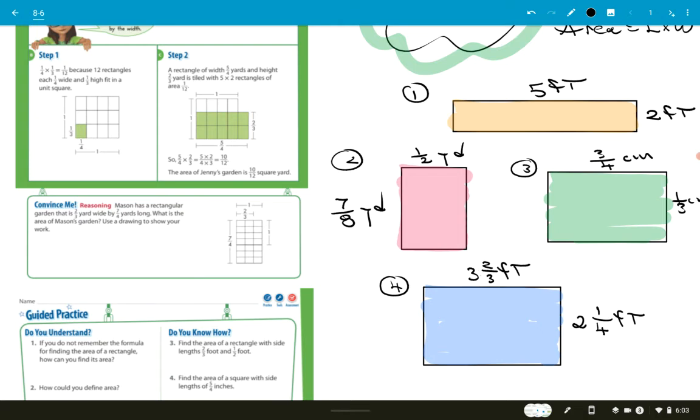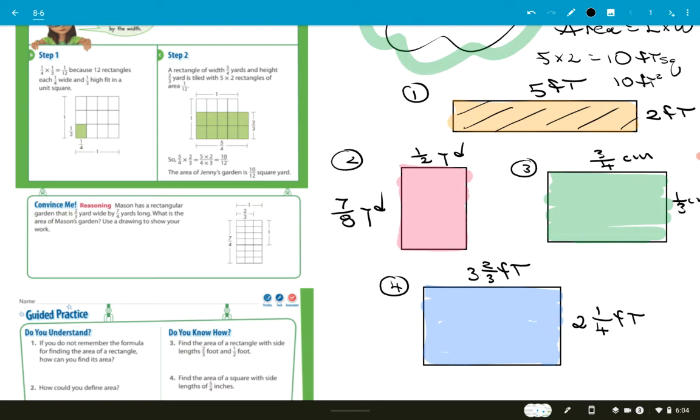If you needed to find the area for number 1 here, it's going to be simply 5 times 2, length times width. So 5 times 2 equals 10. Now 10 is not the answer when we're talking about area. It's 5 feet by 2 feet, so it's 10 feet squared. Or you could write it 10 feet squared using the exponent symbol.